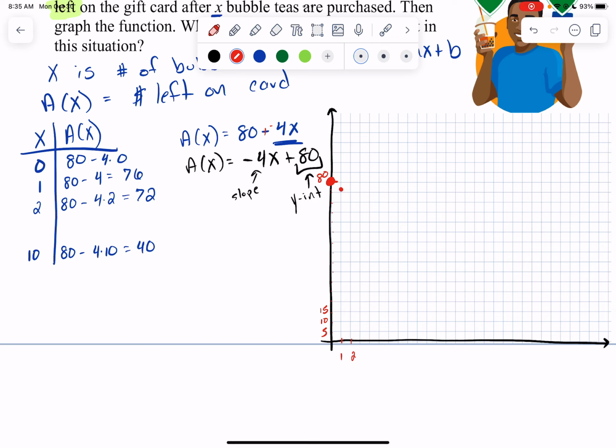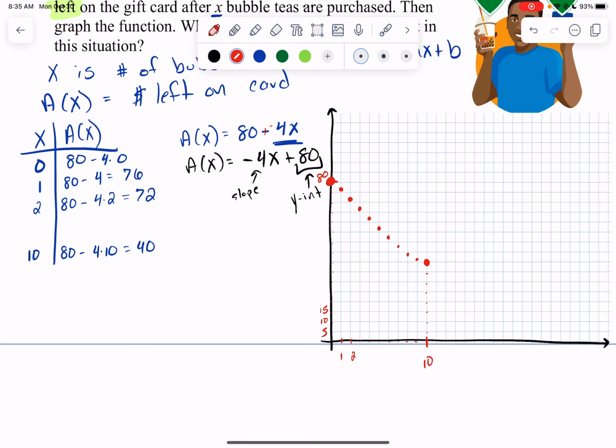Okay. So 2, we had 72. Put me here. Down 4 over 1, down 4 over 1, down 4. Okay. Down 4 over 1. So at 10, 1, 2, 3, 4, 5, 6, 7, 8, 9, 10. I know at 10 I should be at 40. 5, 10, 15, 20, 25, 30, 35, 40. Again, down 4 over 1, down 4. We'll keep going.